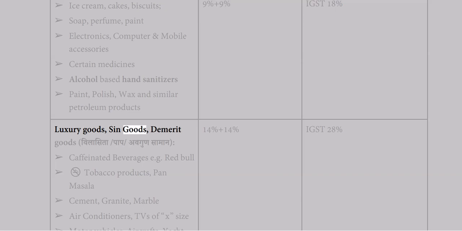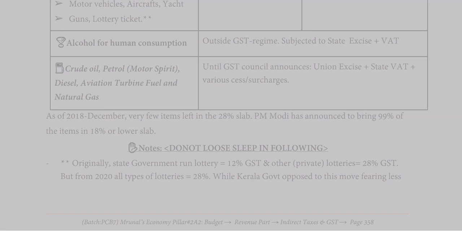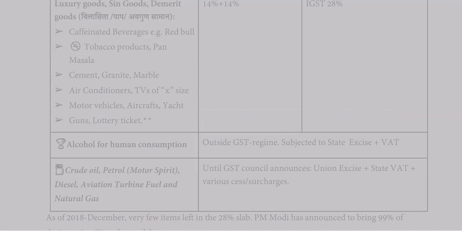Luxury goods, sin goods, demerit goods, caffeinated beverages e.g. Red Bull, tobacco products, pan masala, cement, granite, marble, air conditioners, TVs of certain size, motor vehicles, aircrafts, yacht, guns, lottery ticket. 14% plus 14%, IGST 28%. Alcohol for human consumption is outside the GST regime, subjected to state excise plus VAT.